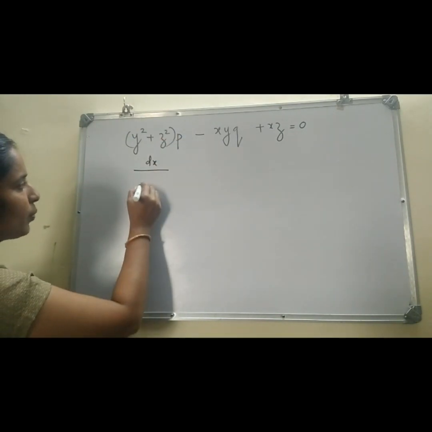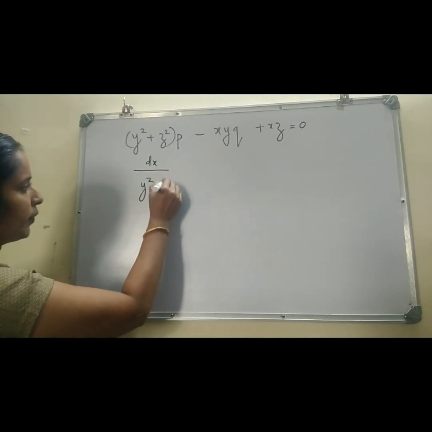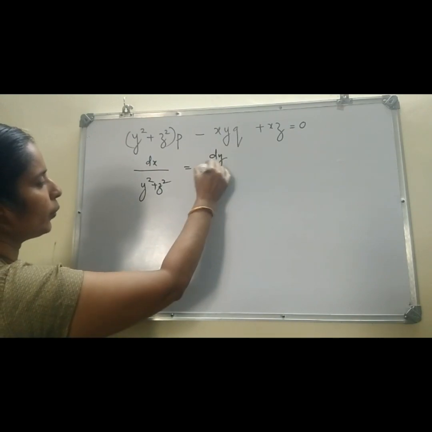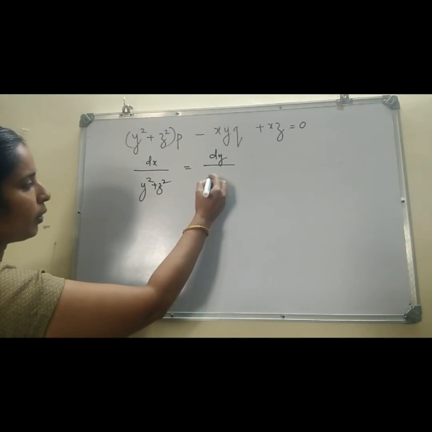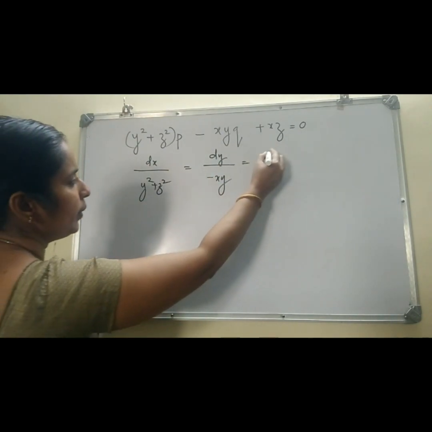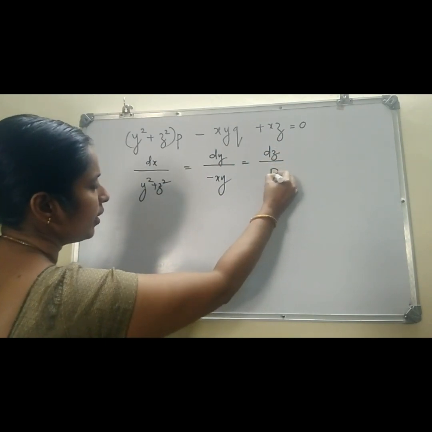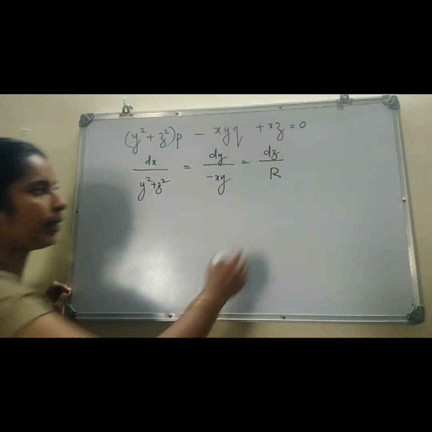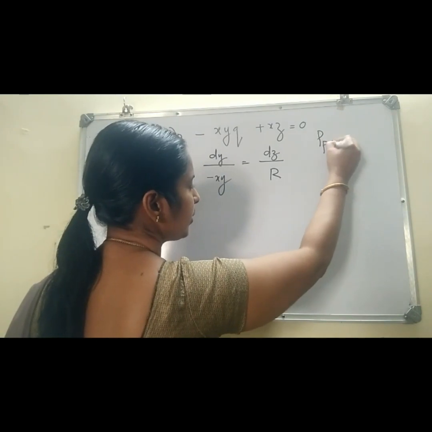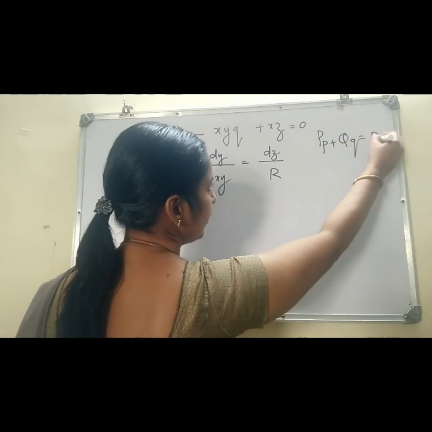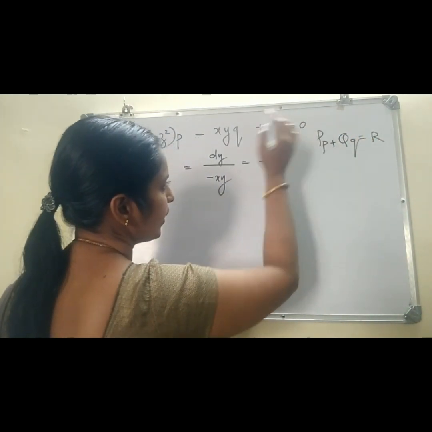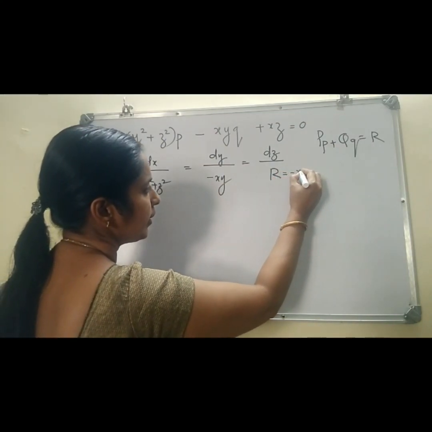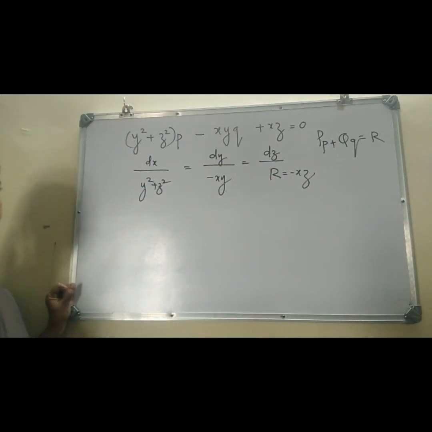P is the coefficient of small p, is equal to dy by Q, Q is the coefficient of small q, is equal to dz by R. R is, see, our equation is Pp plus Qq equal to R. You take this term to the right side and R is equal to minus xz.